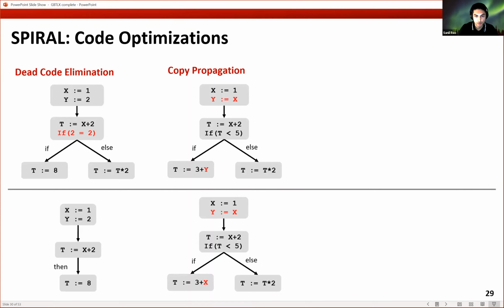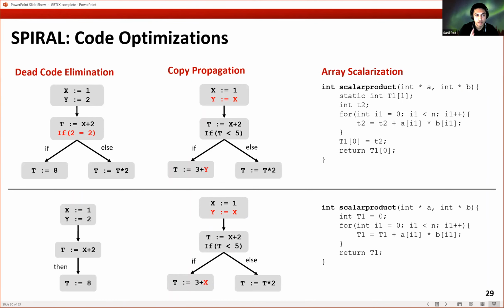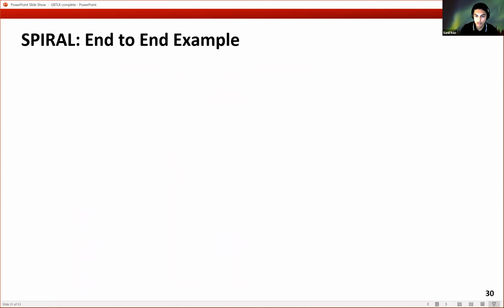So we can just put x in place of y, and then through dead code elimination, we can actually remove y equals x. And then finally, we have optimization like array scalarization, which, given an array of length 1, you can just turn into a variable instead. And then once all of these optimizations have been performed, this intermediate code is then translated to C code, which is outputted to a file.